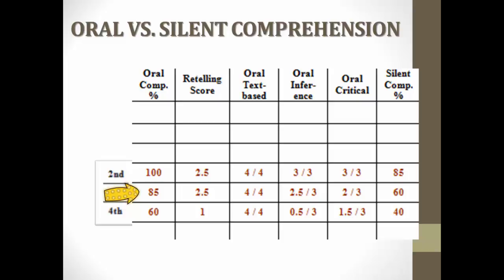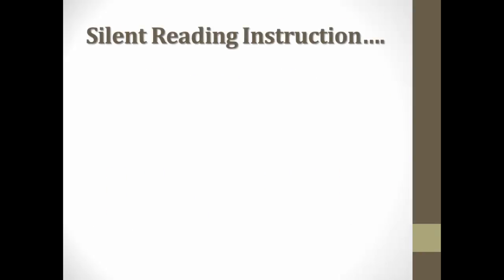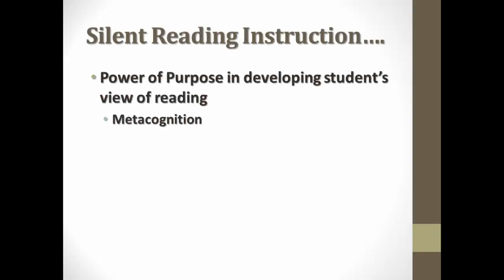85 following oral. That's still good. But look at here. Another big drop with silent reading. So we move now to the fourth grade where we had a 60% following oral and a 40% following silent. And I am sure that pattern is jumping out to you in the same way it jumped out to us. All right, so what did we decide about silent reading?